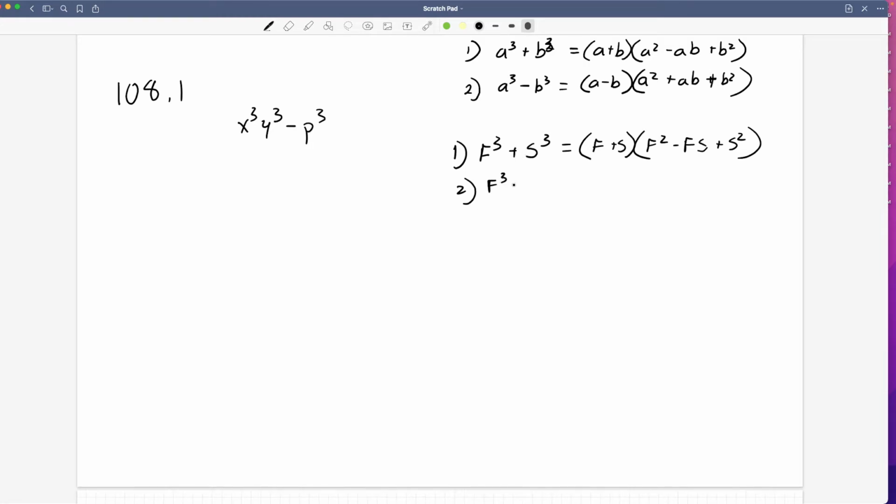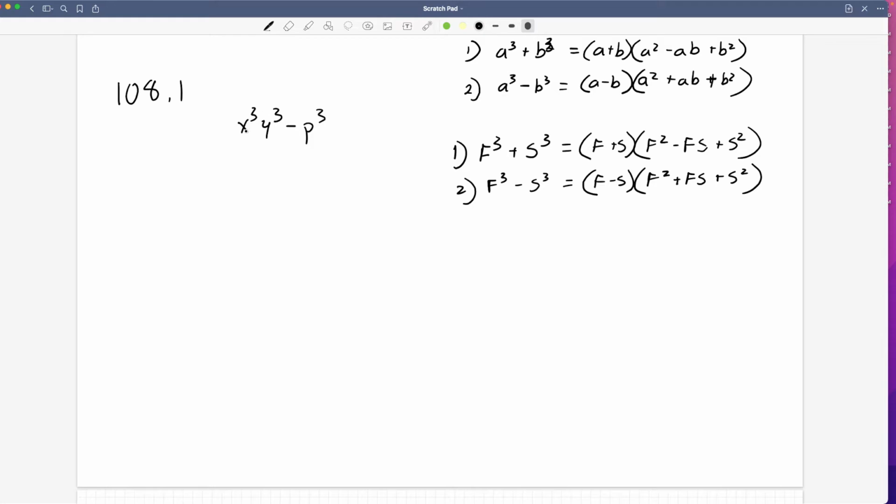And the second form is going to be the first thing cubed minus the second thing cubed is equal to the first minus the second times the first squared plus the first times the second plus the second squared. Right? It's always the first and the second times each other in the middle. If it's plus, it's going to be minus here. If it's minus, it's going to be plus here. All right, so let's look at it in those terms.